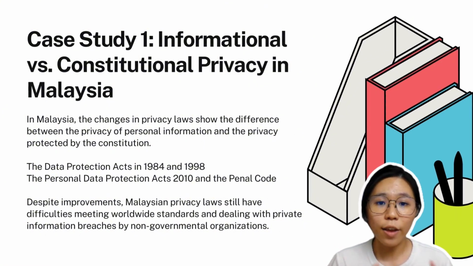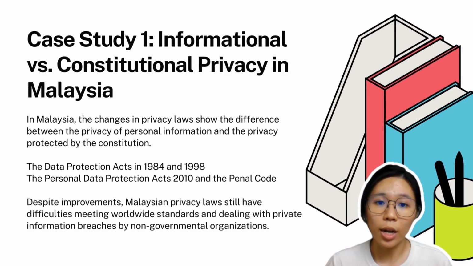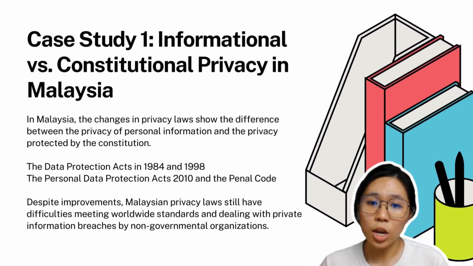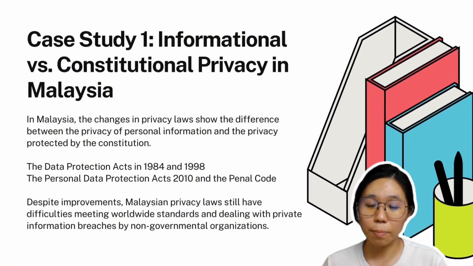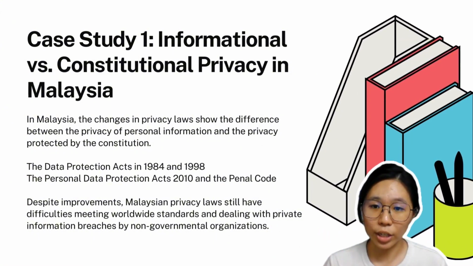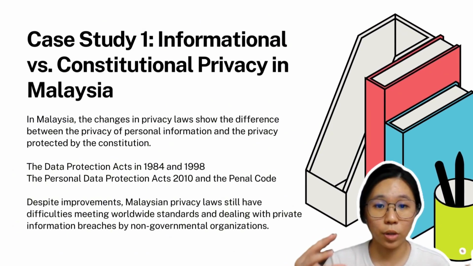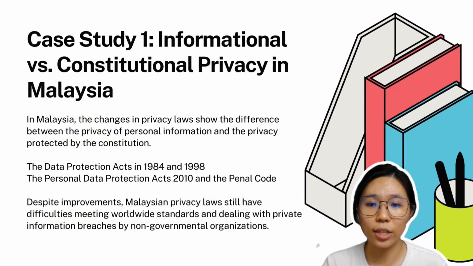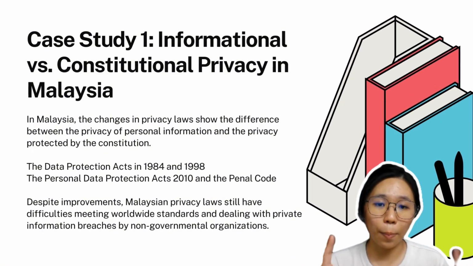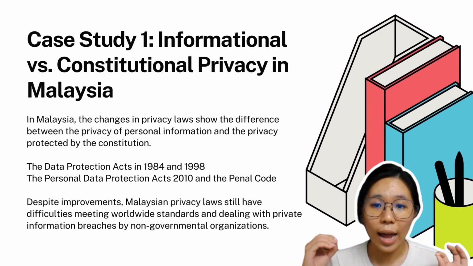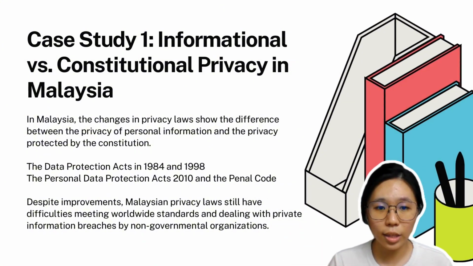The first one is informational versus constitutional privacy in Malaysia. In Malaysia, the changes in privacy laws show the difference between the privacy of personal information and the privacy protected by the constitution. The Data Protection Acts in 1984 and 1998 were made to protect people's personal information and make sure it is collected, used, and stored in a fair and legal way. The Personal Data Protection Act in 2010 and the Penal Code deal with privacy breaches and crimes related to it.